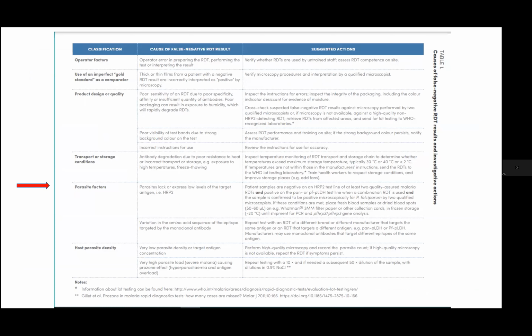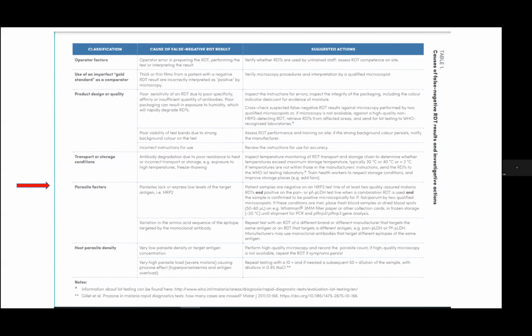And the most common reason is usually down to operator-dependent factors or operator error in performing of the test. There are other considerations, and you can look this up. This is from the WHO information note on false negative RDTs, which look at the use of an imperfect gold standard as a comparator, product quality or design, the conditions under which these RDTs are transported or stored, and host parasite density.